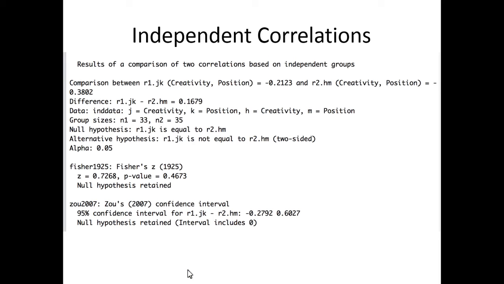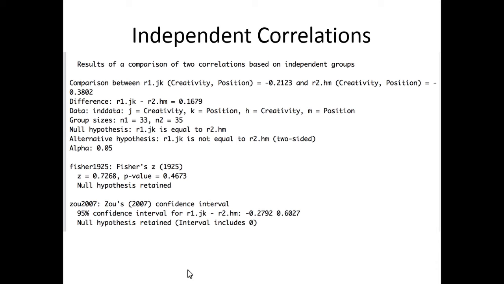It tells you the correlation for the first group is negative 0.21. The correlation for the second group is negative 0.38, the negative going in. So we got negative 0.21, negative 0.38. This here subtracts them. The difference between that correlation is 0.17. And then it gives you a bunch of stuff.